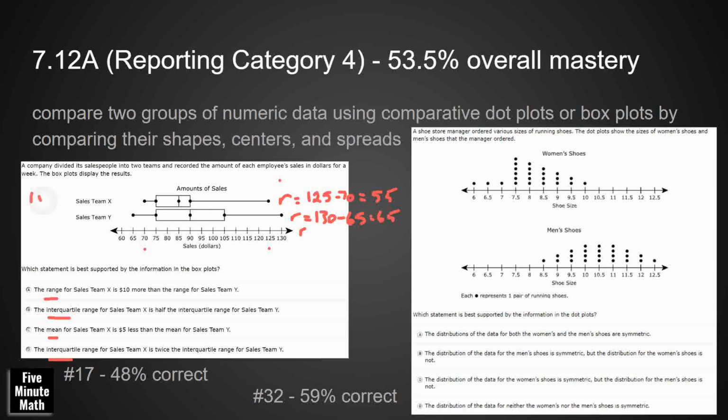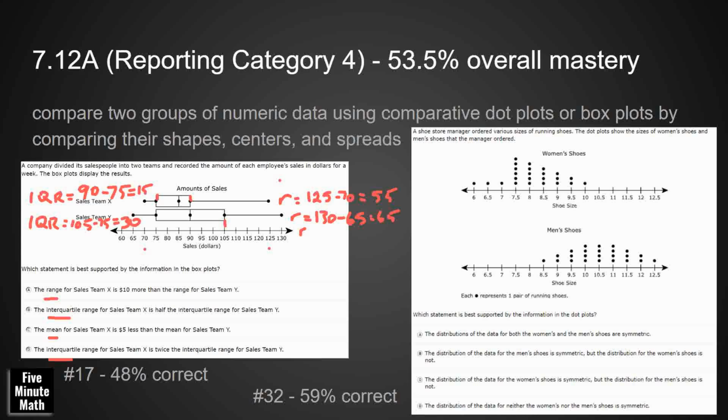Okay, the interquartile range is the difference between the first and third quartiles. It's the edges of the box. Box is really what it is. So in sales team X, it's 90 minus 75, 15. And then we've got my IQR right here. I've got 105 minus 75. All right, so that is going to equal 30. All right, so I've got my range, I've got my IQR.